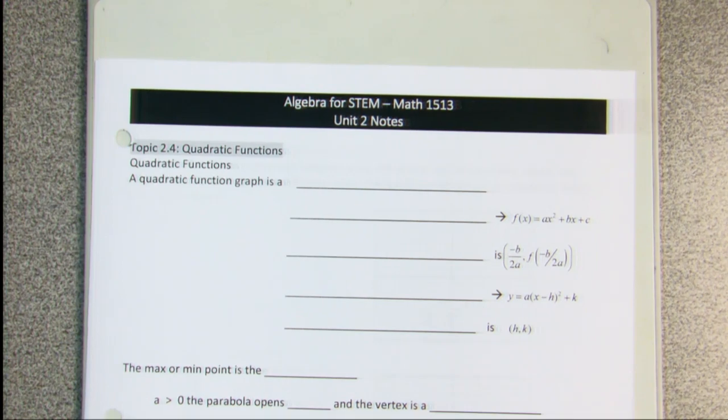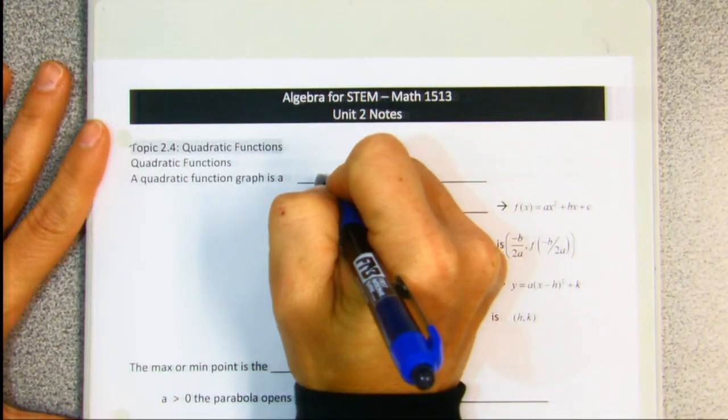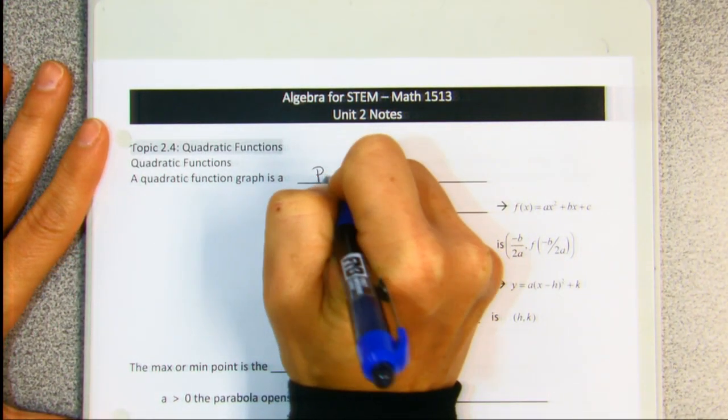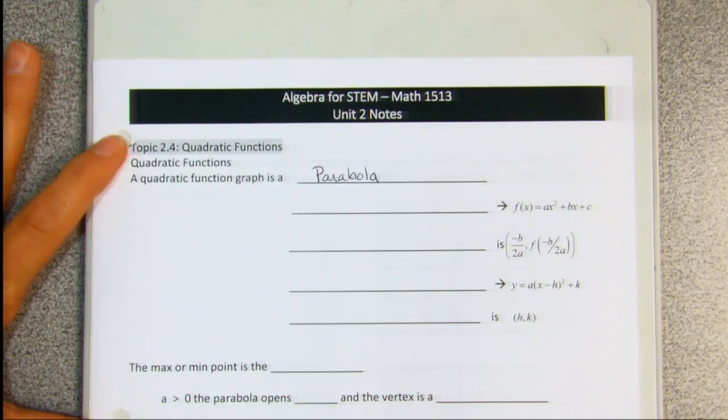We're talking about quadratic functions. Does anybody remember what the shape of a quadratic equation would be if you were graphing it? I bet you know. Yeah, parabola. So a quadratic function graph is in the shape of a parabola. A parabola is like a U, if you remember.